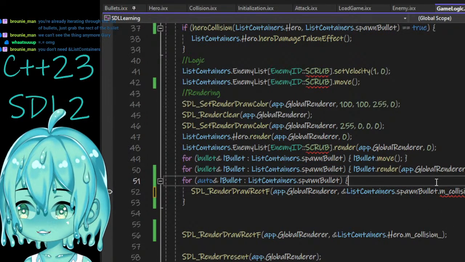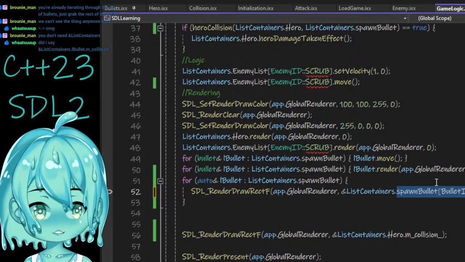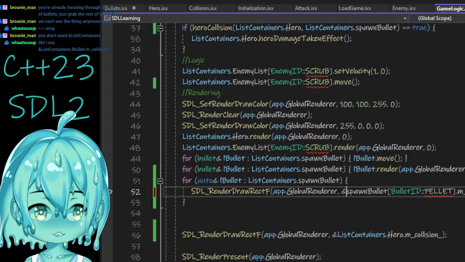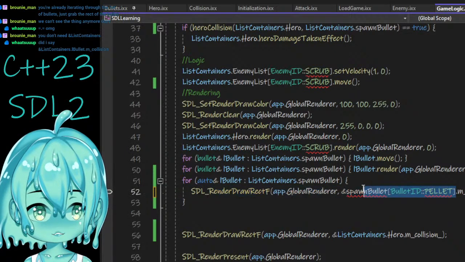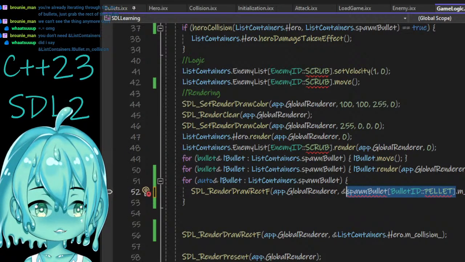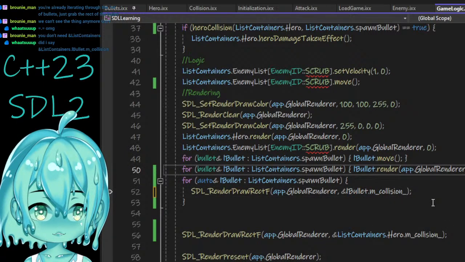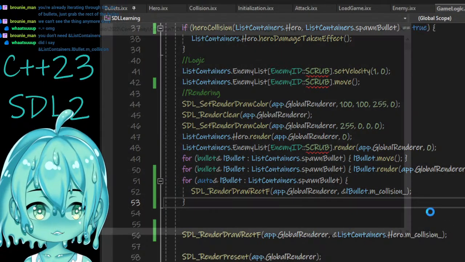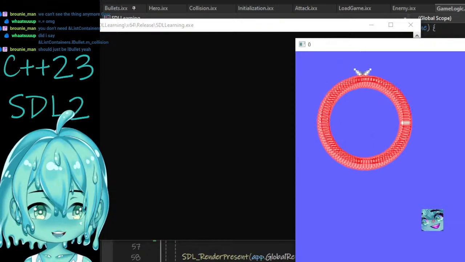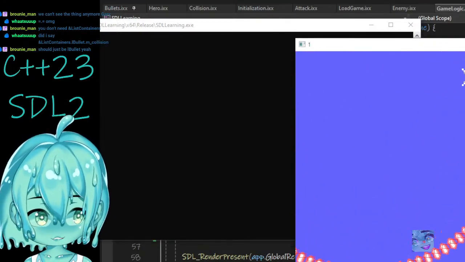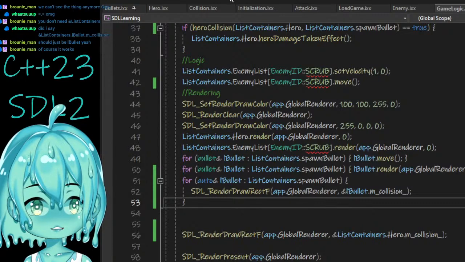You don't need Atlas containers. We can't see the thing anymore. Yeah, I know. Maybe you don't need Atlas containers. You're saying this should be just L bullet. Wait, that works? Oh my god, look at all the hitboxes. Oh shit. Well, there we go, chat. Good job. You're pretty dang smart.